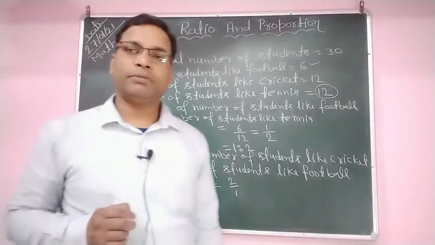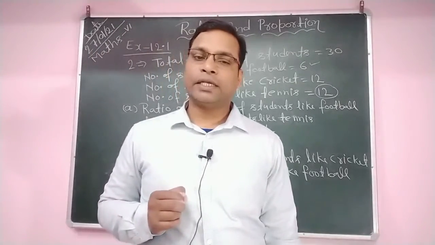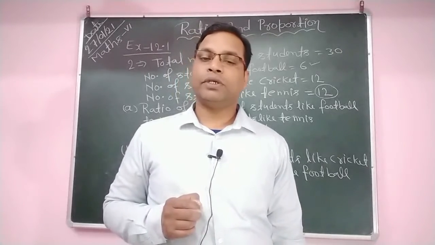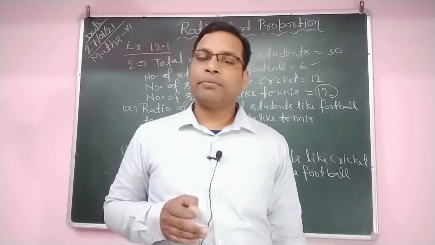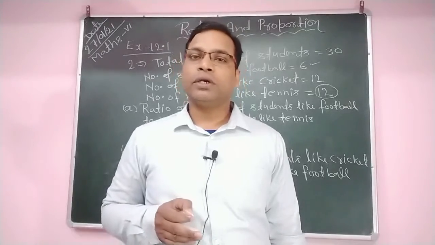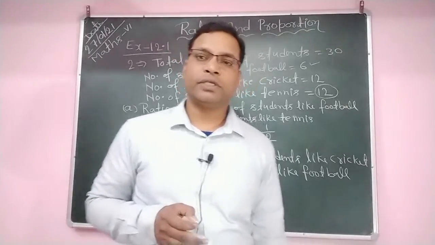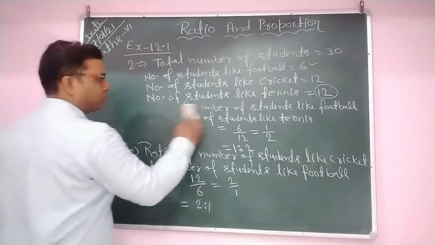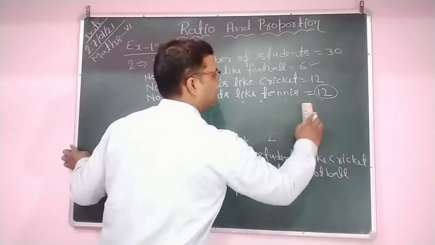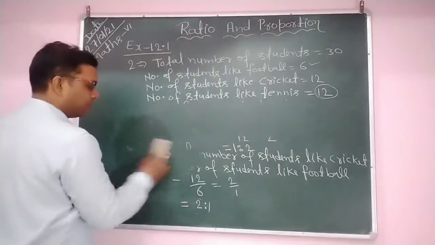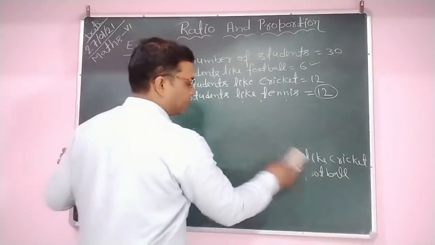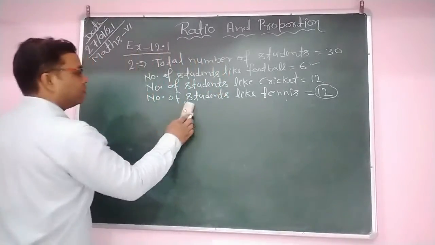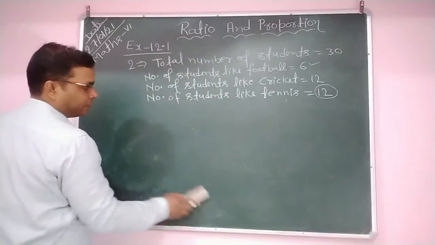Now the C part of this question is given here: find the ratio of the number of students who like cricket to the total number of students. So let's see how we find it. First we erase the two parts, A part and B part of this question. Now we explain the C part of this question. And students, I know all of you know how to simplify.